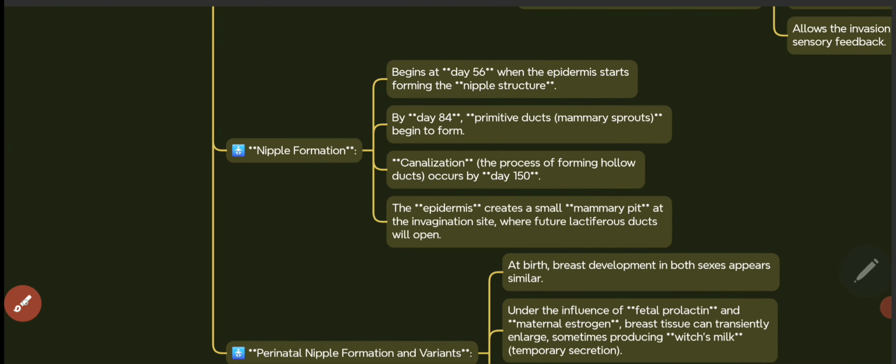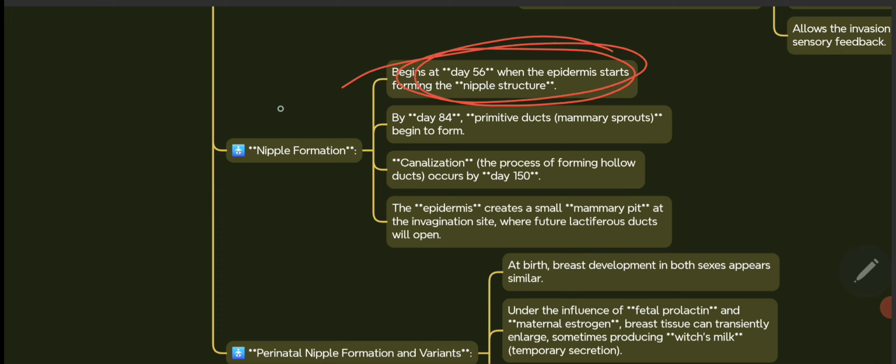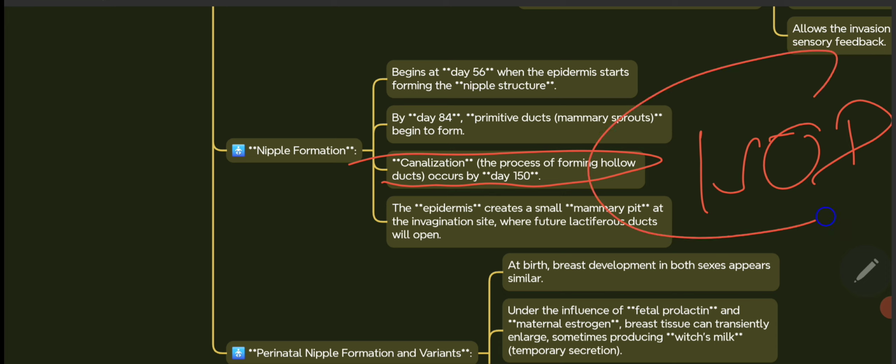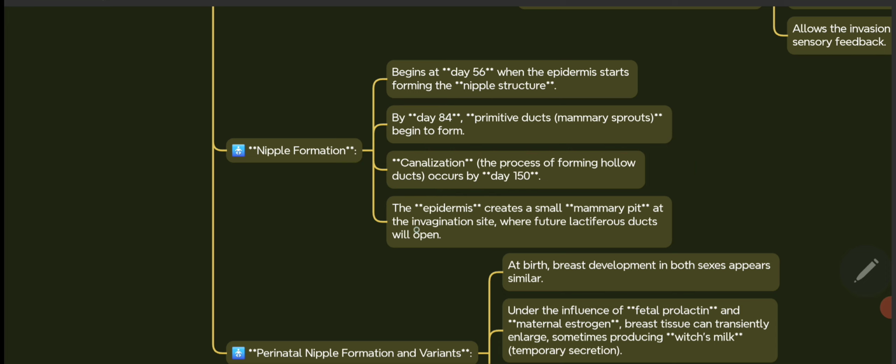Then the nipple formation begins at day 56. At day 84, primitive ducts will develop, and the canalization at day 150. The epidermis creates a small mammary pit where the future lactiferous ducts will open.